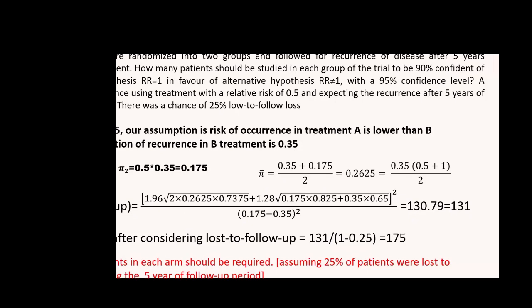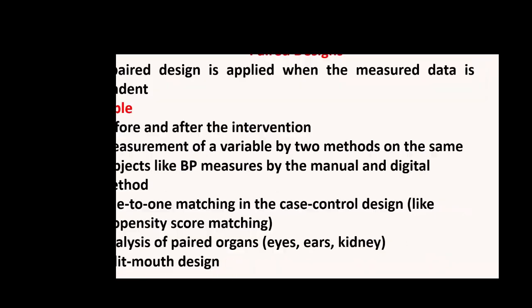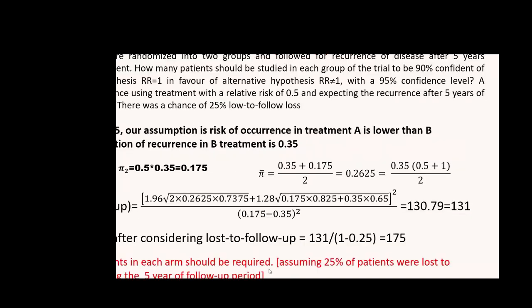So this is all about how to calculate the sample size for two proportions in case of odds ratio and in case of relative risk. Now I go to the calculator to find out how to use the calculator for finding out the sample size.